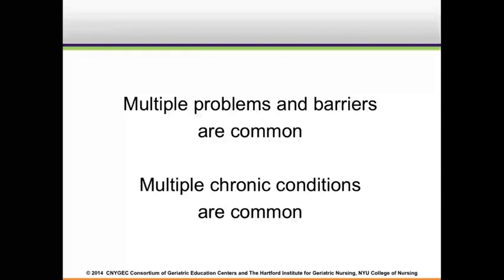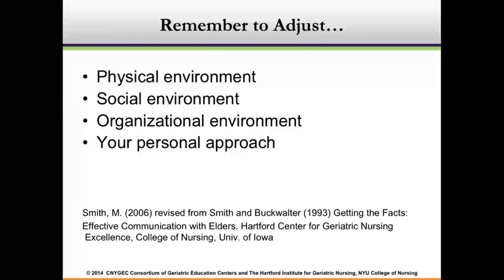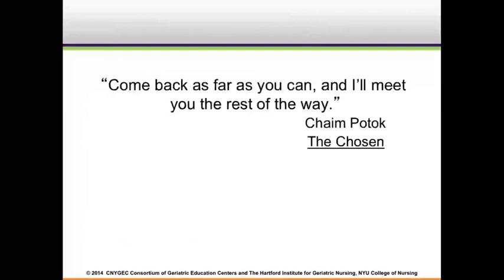So multiple problems and barriers are common. Multiple chronic conditions are common. And remember that it's up to you to adjust the physical environment, the social environment, organizational environment, and your personal approach. So I will leave you with my favorite quote, which is from a book by an author, Chaim Potok, called The Chosen. And a son is going off to assimilate into American society farther than his father would like, and the father says, "Come back as far as you can and I'll meet you the rest of the way."